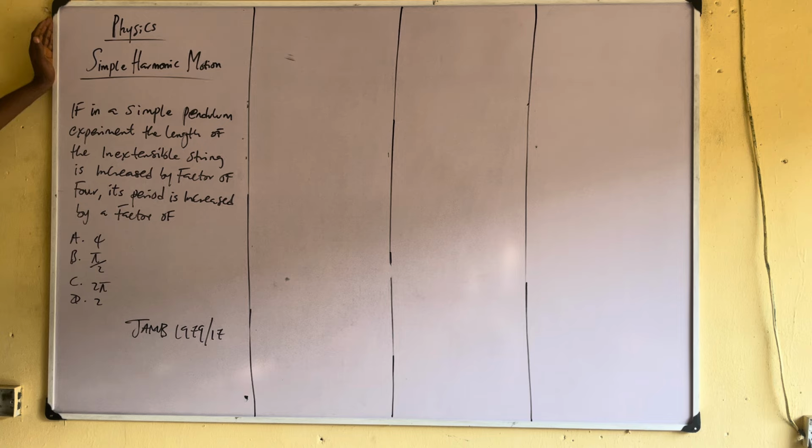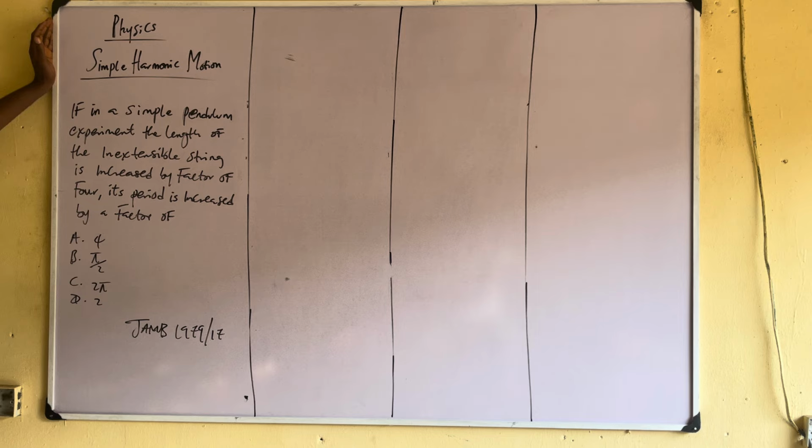1979/17. Now, what is the meaning of inextensible length? Inextensible is equal to constant length. Here, an inextensible string is equal to what? Constant length or string. Do you understand?